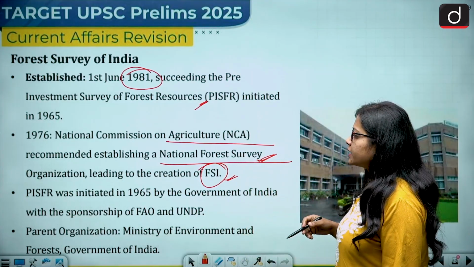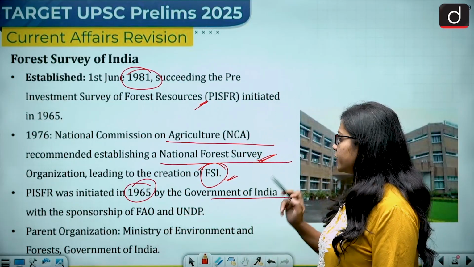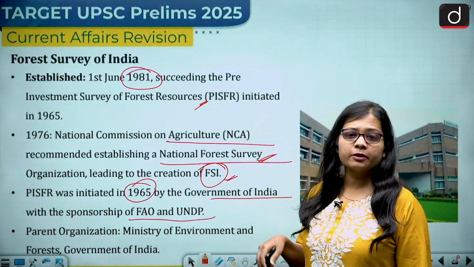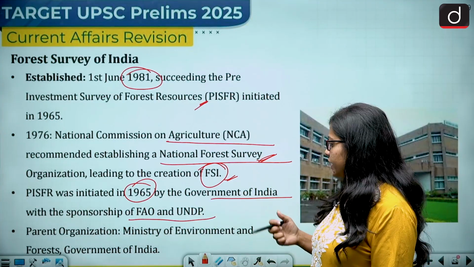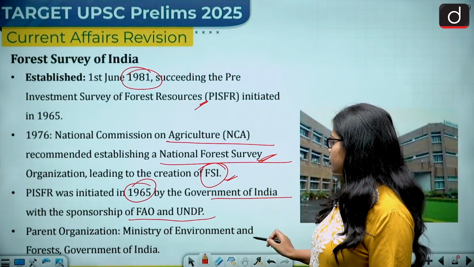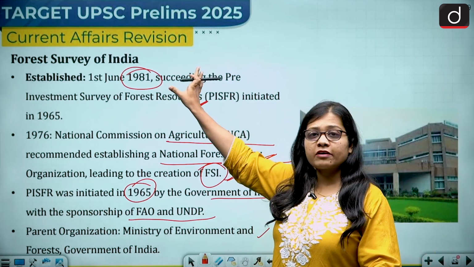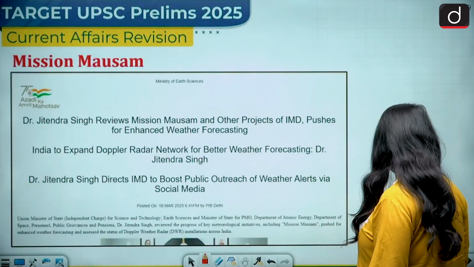Then the PISFR was initiated in 1965 by the Government of India with the sponsorship of FAO and UNDP, that is the United Nations Development Programme. Then the parent organization is the Ministry of Environment, Forest and Climate Change, Government of India. So the FSI also comes under the Ministry of Environment.